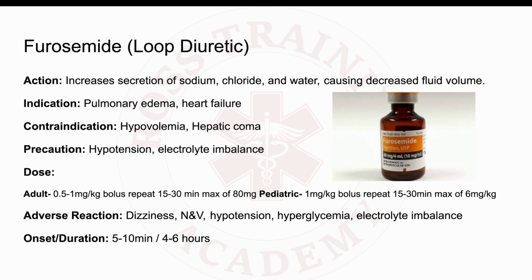The adult dose is going to be 0.5 to 1 milligram per kilogram, and you can repeat in 15 to 30 minutes for a max of 80 milligrams. And then for a pediatric, 1 milligram per kilogram bolus, repeat in 15 to 30 minutes for a max of 6 milligrams per kilogram. Some adverse reactions are going to be dizziness, nausea, vomiting, hypotension, hyperglycemia, and electrolyte imbalance. You're going to have an onset of about 5 to 10 minutes and then a duration of 4 to 6 hours.